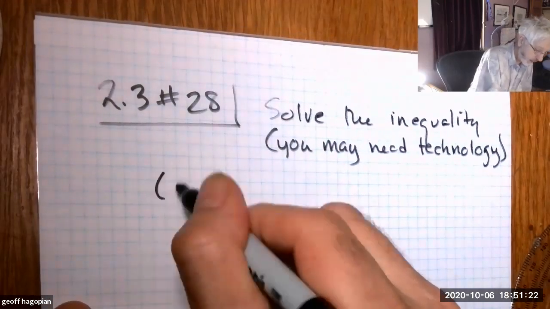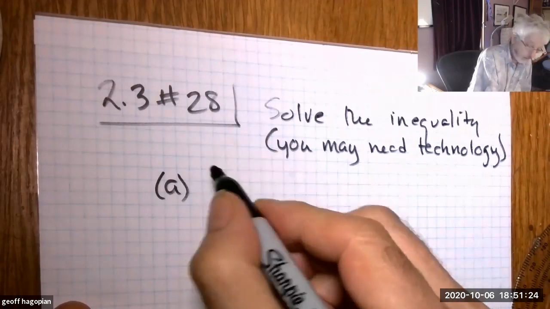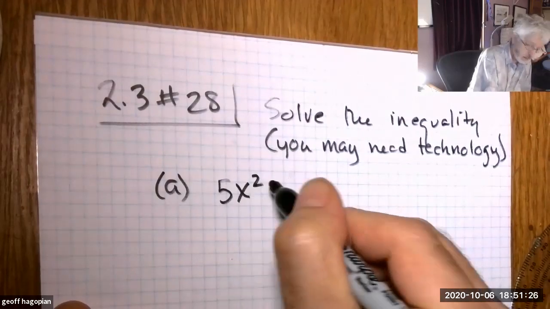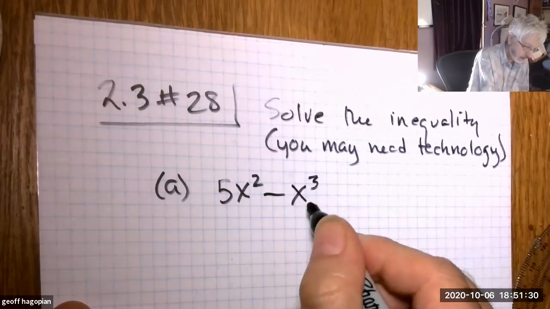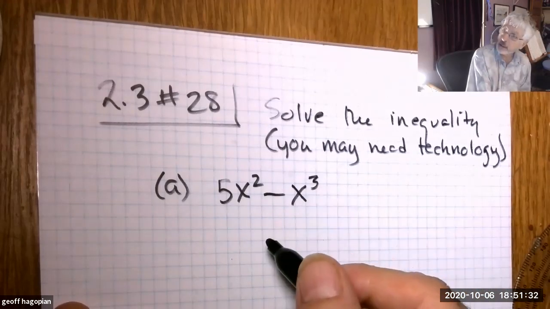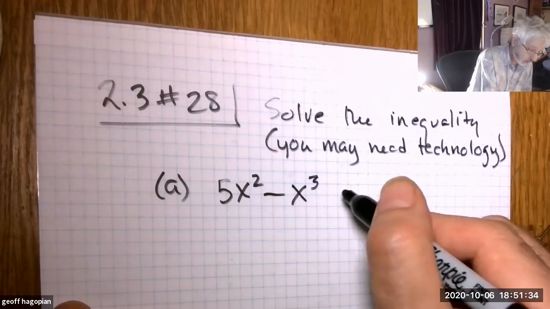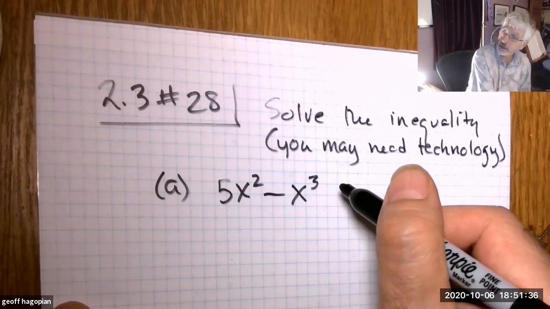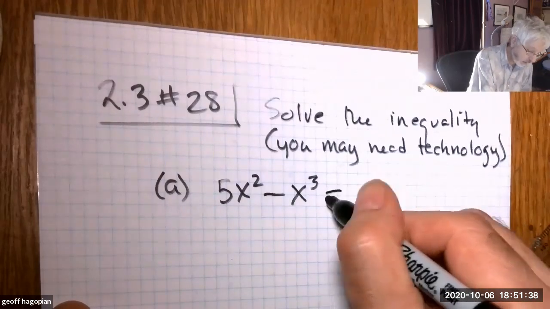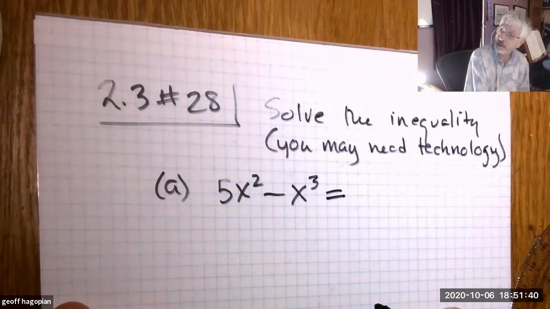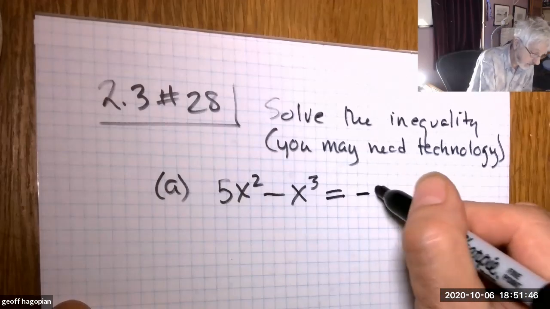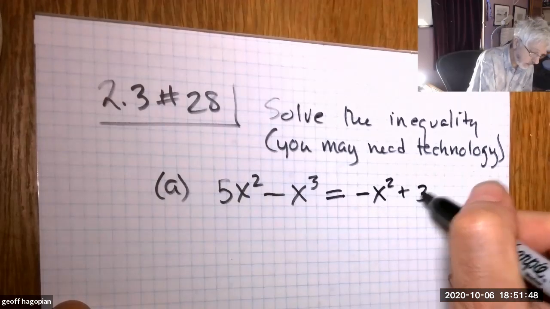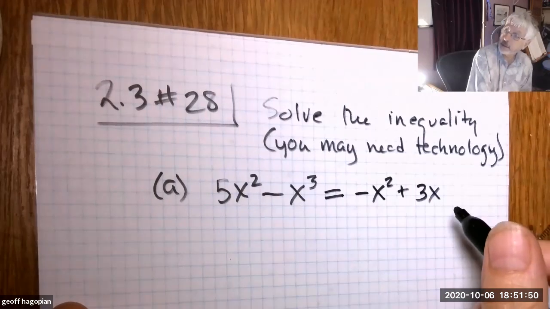So part A, they have the inequality 5x squared minus x cubed. Okay, so that's a little warning, x cubed, danger. And that's equal. Oh, well, they have first equals, okay, and then they say less than or equal. Okay, so equals negative x squared plus 3x plus 4.